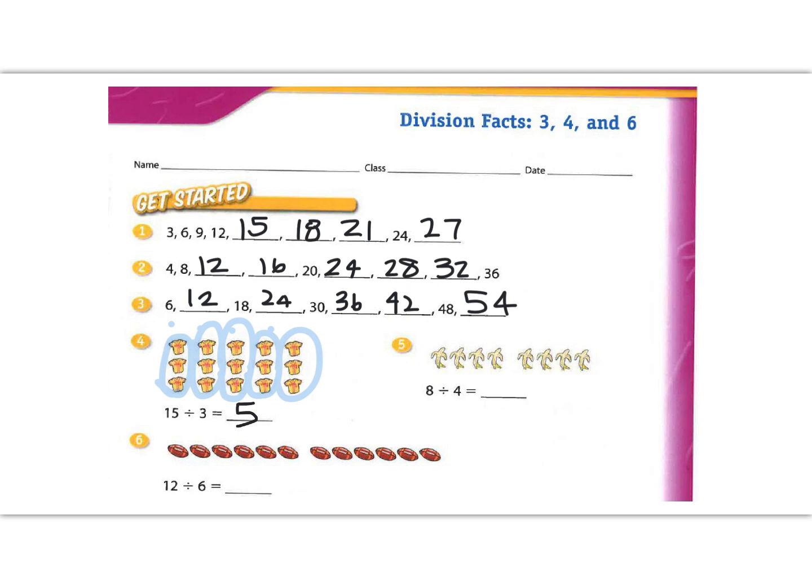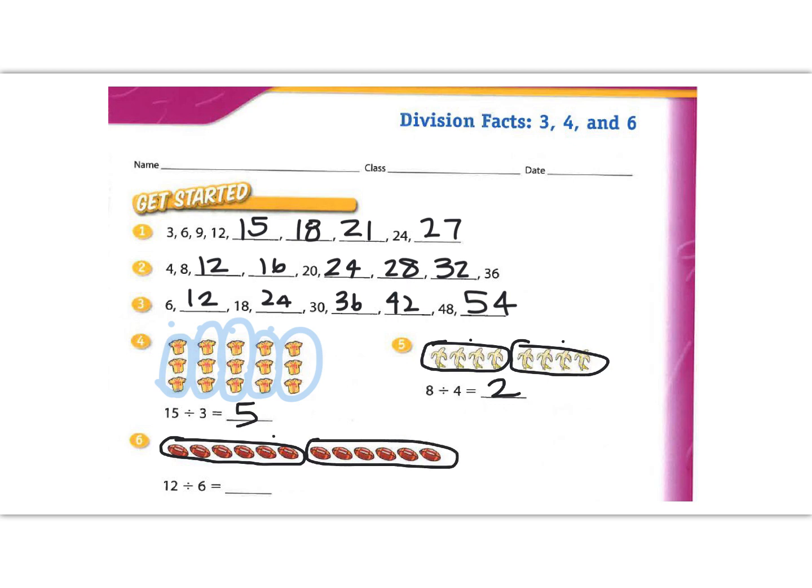Here we have 8 divided by 4. So we want 4 in each group. 1, 2, 3, 4. 1, 2, 3, 4. So we have 2 groups. 8 divided by 4 is 2. Here we have 12 divided by 6. We have 6 in each group. 1, 2, 3, 4, 5, 6. 1, 2, 3, 4, 5, 6, and we have 2 groups. So 12 divided by 6 is 2.